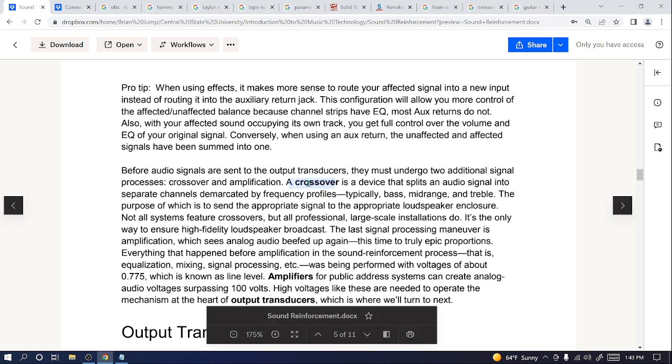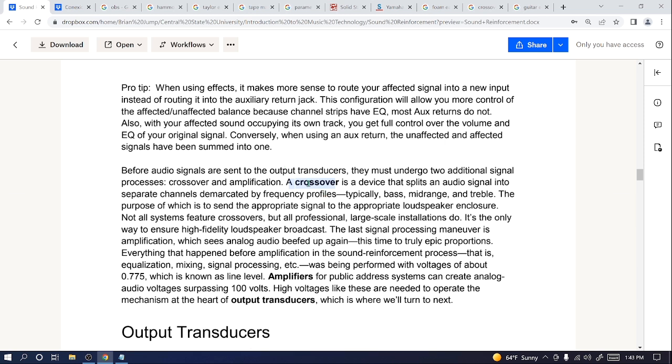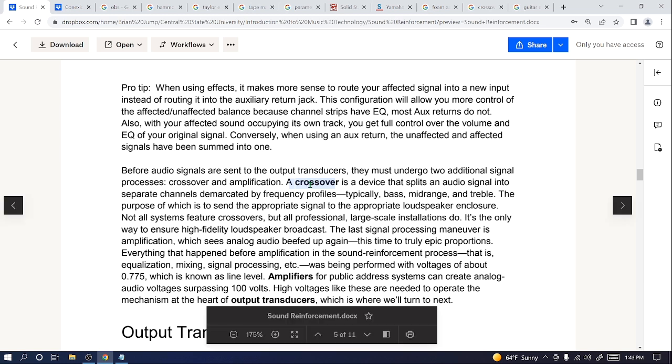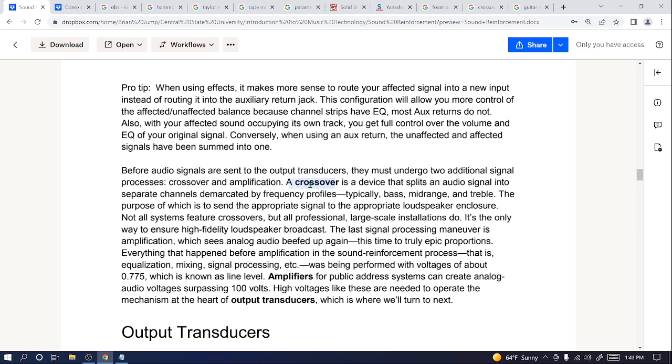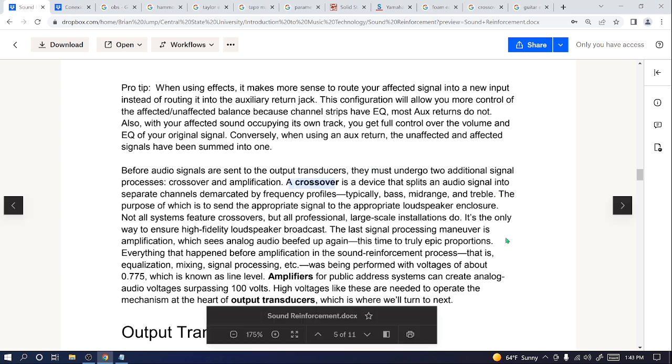And this is the main reason why Pro Audio sound reinforcement systems sound better than just the practice PA. Because the practice PA with just a power amp and your passive speakers, you're sending all signals to all parts of the loudspeaker configuration. Whereas a crossover splits it into bass, mid-range, and treble.